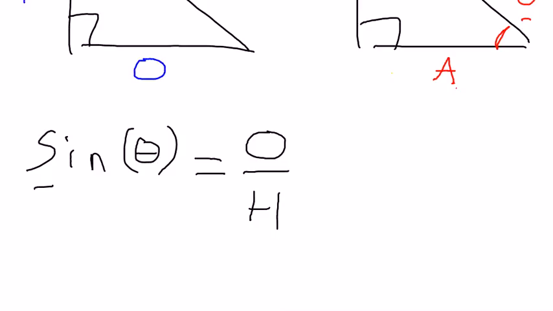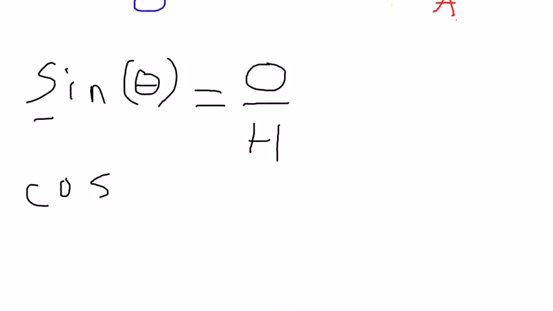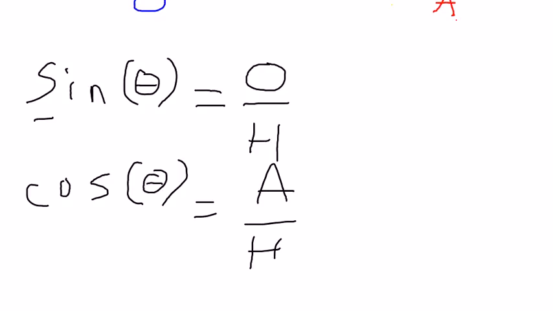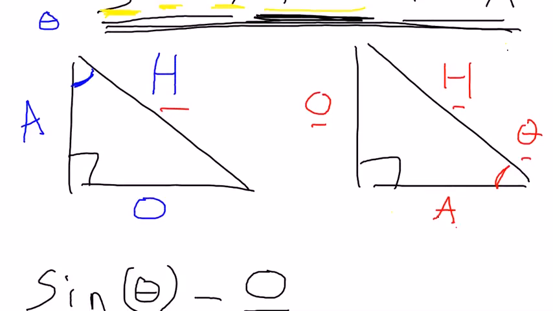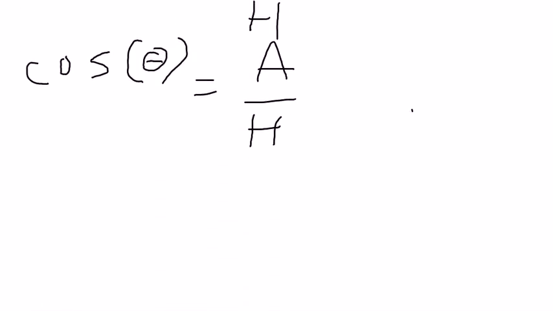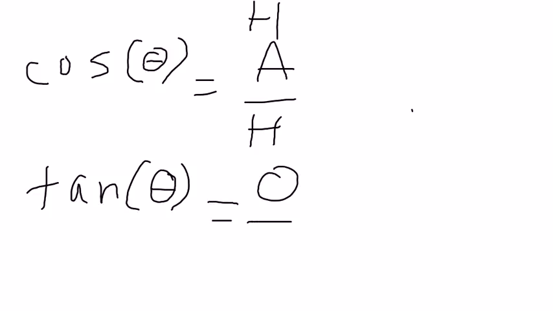All right, cosine of an angle is going to equal the adjacent side over the hypotenuse. Cosine, adjacent, hypotenuse. Okay. Lastly, we have TOA. TOA will stand for tangent of an angle is equal to the opposite side divided by the adjacent.